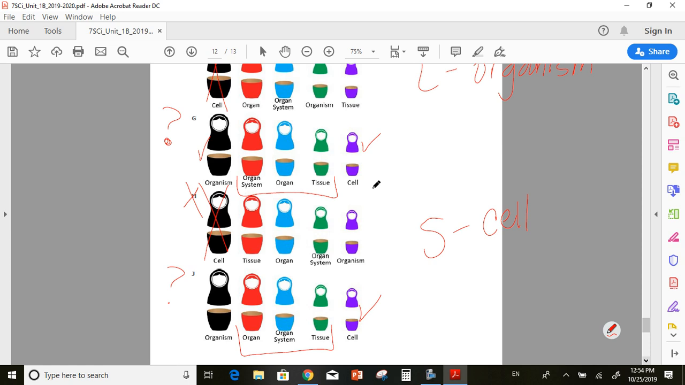So after a cell, we have tissues. After a tissue, we have an organ. And after an organ, we have organ systems. Alright, so knowing that, we got to find if G or J is correct. Cell, tissue, organ, organ system, organism is at the end. So G makes sense. J has these flipped around. So J is not your answer.